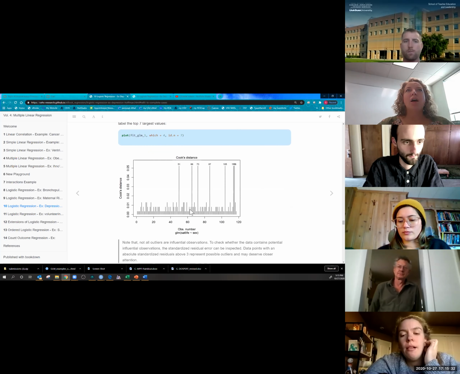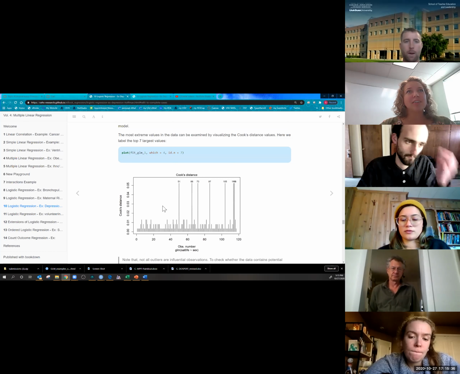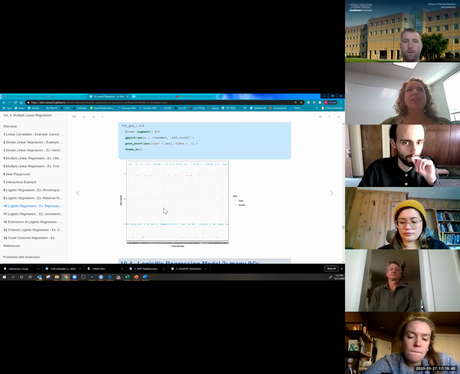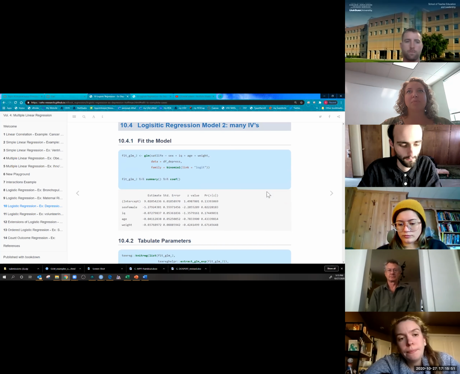Okay. There are influential plots that you can run to look for outliers. Generally, they're not too helpful. Check out these residuals. They're not very helpful because you get basically two lines of residuals for each group. It's just not helpful to do residual diagnostics.